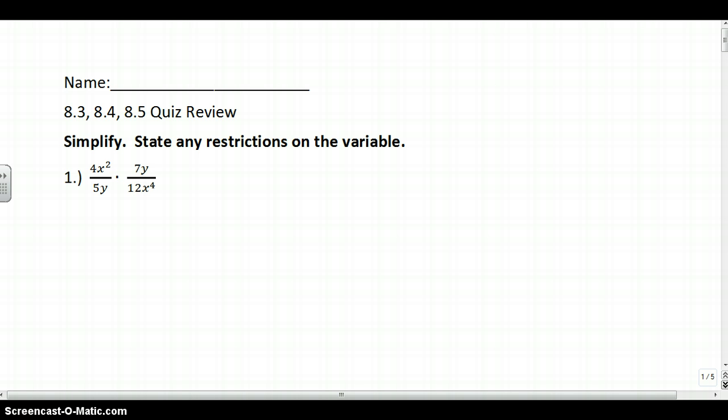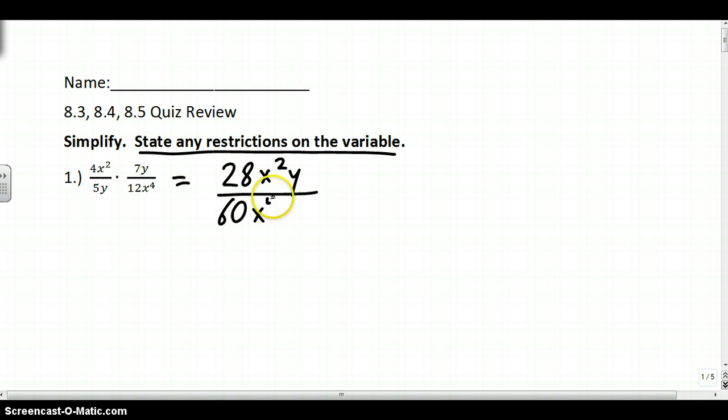So, number 1 says to simplify, state any restrictions on the variable. For the most part, you're going to see that a lot. Anytime it says that, make sure you do. So we have 4x squared over 5y times 7y over 12x to the fourth. I'm going to go ahead and just multiply straight across. 7 times 4 is 28. X squared times y is just x squared y. Over 5 times 12 is 60. X to the fourth y.